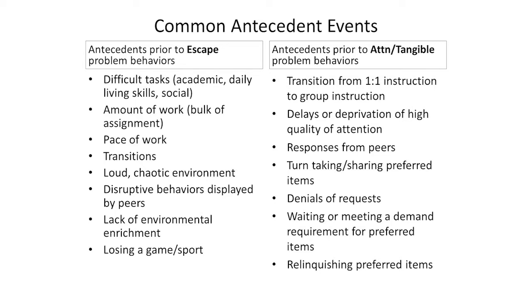So we'll see this, common antecedent events, right? What I did was separate them. These are common antecedents that we see for escape behaviors, and these are common antecedents that we see for attention and tangible functions. I'll let you read through that and see if that makes sense to you all. Make sense? Can you see the distinction in how it's categorized by its function?